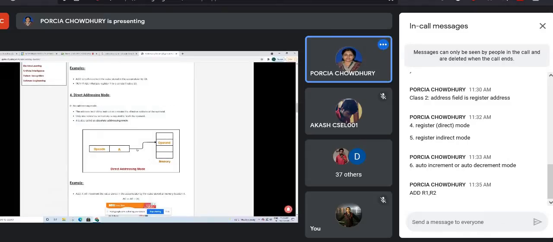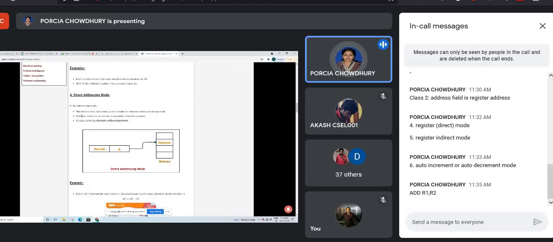Okay. So this is direct addressing mode, you have the opcode and you have the register. That register is basically your address field, your register field. So this register will basically hold the operand. See, directly the register will hold the operand.